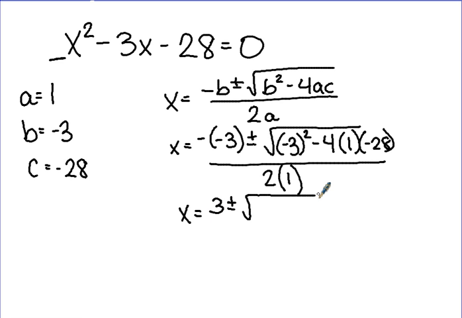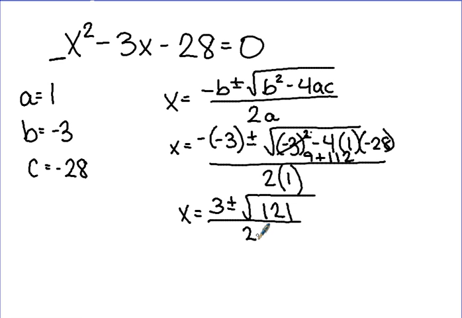Now let's take care of what's in our square root. We have negative 3 squared. This is 9. Then we have negative 4 times 1, which is negative 4. And then negative 4 times negative 28, which is going to give us 112. So we have 9, and since there's 2 negatives, it's going to be plus 112. 9 plus 112 is 121, all over 2 times 1, which is 2.